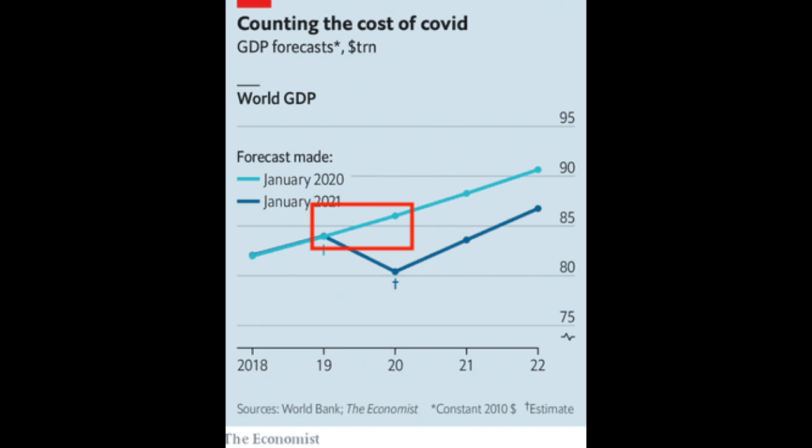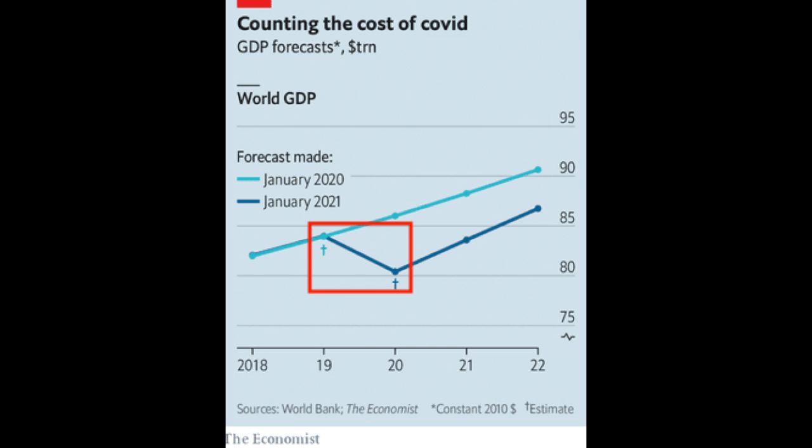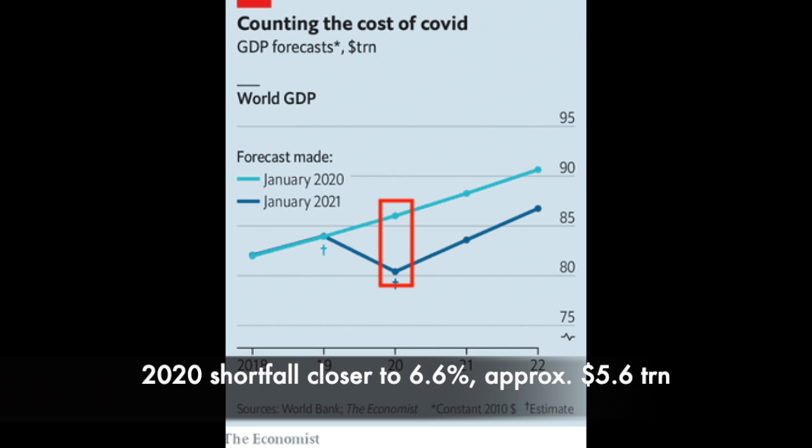In order to calculate the bigger and more accurate impact caused by COVID, the article describes using projections made by the World Bank before the world knew about COVID. Last January, the World Bank originally estimated that the global GDP would expand by 2.5% in 2020 to $86 trillion from 2019 numbers. Instead of expanding, we actually contracted and dropped by 4.3%. The actual shortfall of global GDP in 2020 was more like 6.6%, which equates to about $5.6 trillion.